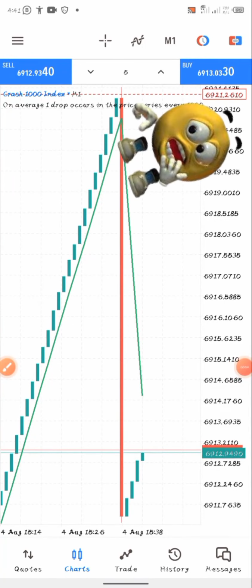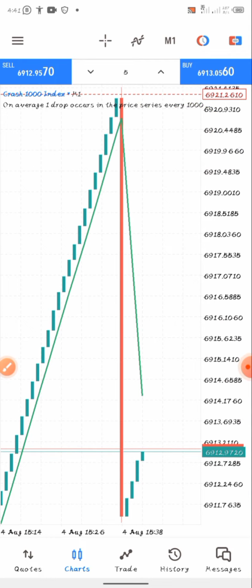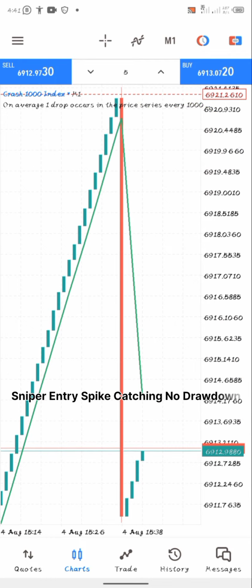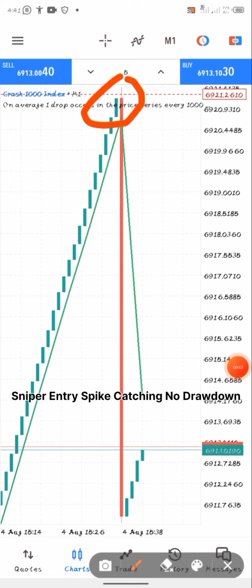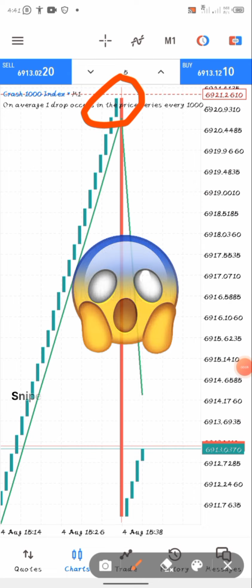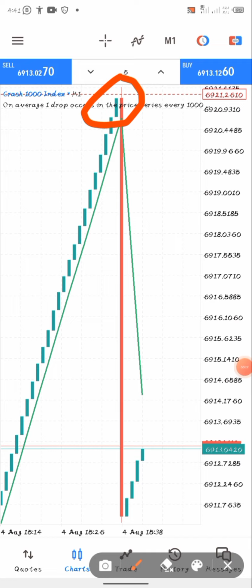I'm super excited to bring you guys this Boom and Crash spike catching strategy. This strategy is very effective. As you can see there, this is a sniper entry strategy, guys. You can see how I quickly catch this spike on Crash 1000 with this simple technique, this simple trick to catch this Boom and Crash spike.